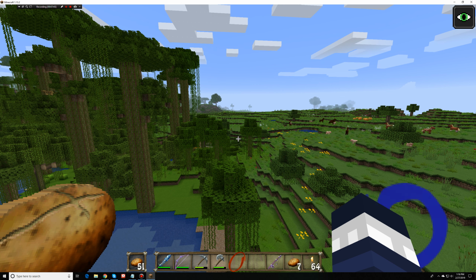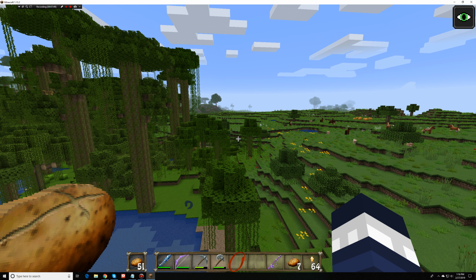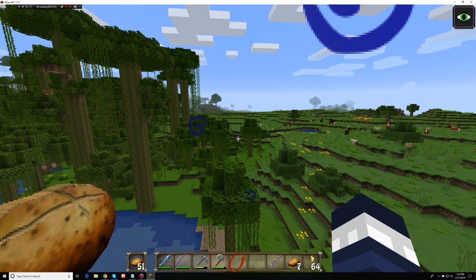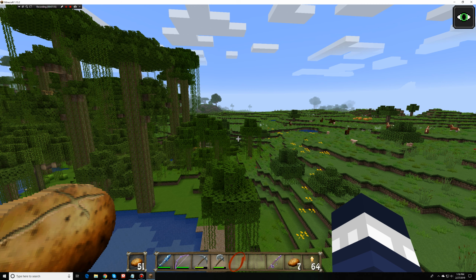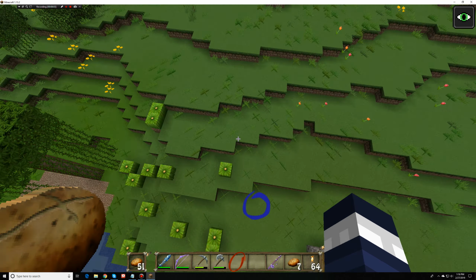I've fished up a saddle. Unfortunately, to get a lead, I need to have slime balls, and I have not seen one slime. I have not seen one slime at all. And that's kind of strange to me, but it is what it is. So that's kind of what's on my mind.